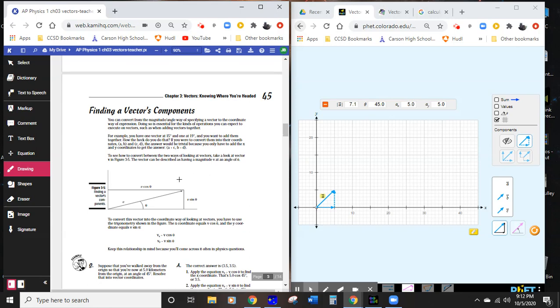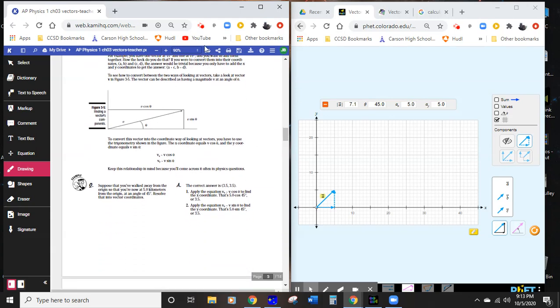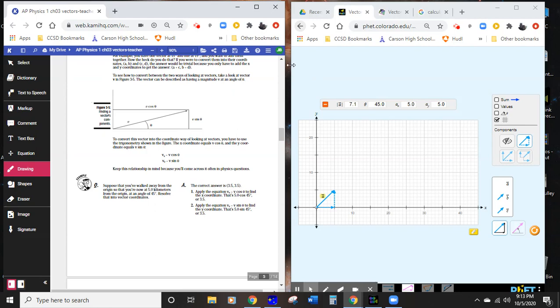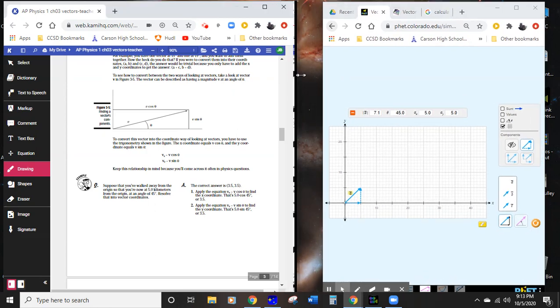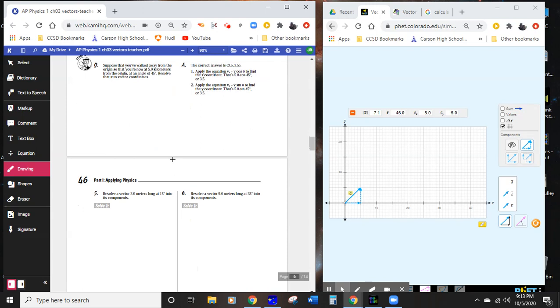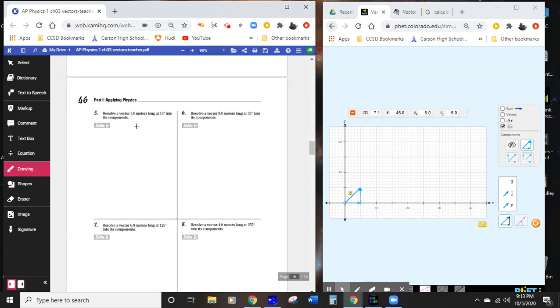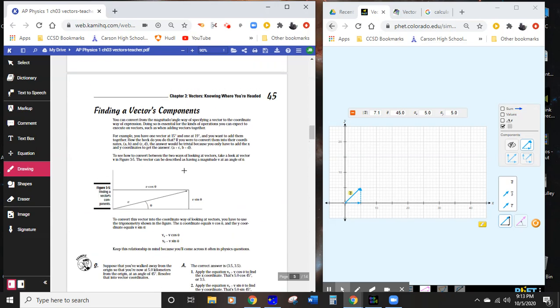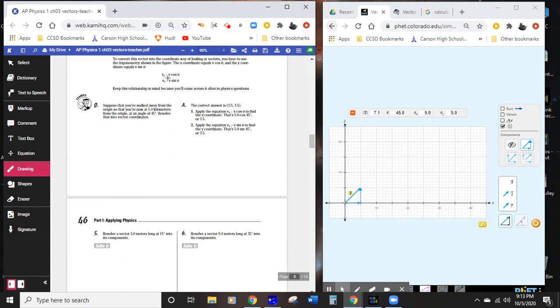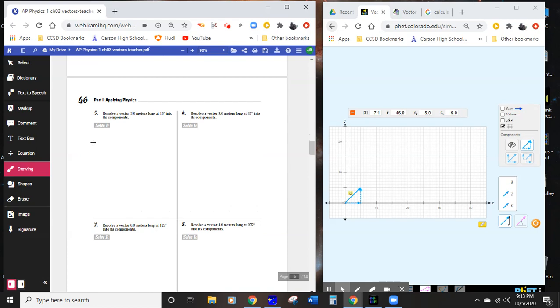All right, let's go ahead and scroll down some more. This is going to ask us to find a vector's components. Let me make this a little bit bigger here, but we're not going to need this too much. Let's slide this over here, and see what we got. It says, resolve a vector 3 meters long at 15 degrees into its components. Up here is the theory in the background, so we'll take the theory and apply it right here.